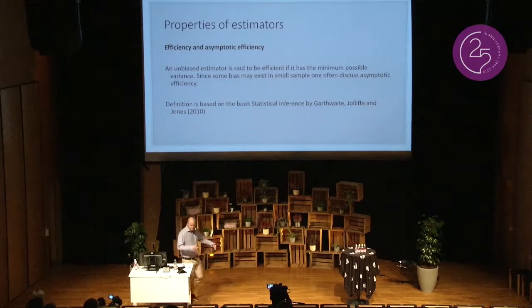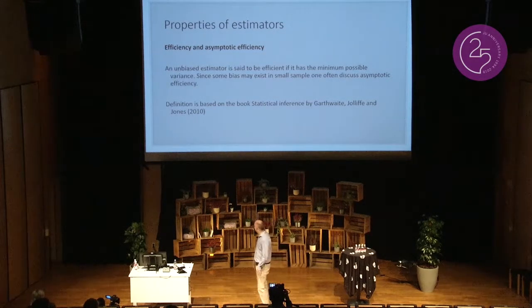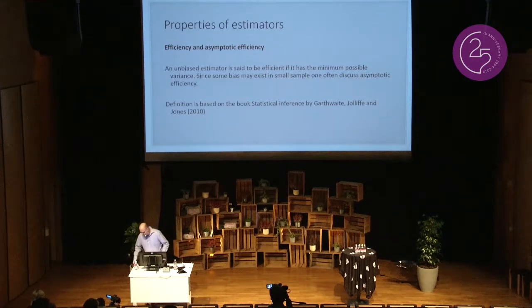So these are three properties. There are also other properties that I will not discuss today. But we have unbiasedness, consistency, and efficiency. So we usually want an estimator that is unbiased, but we also want precision in our estimator. We want it to be close to the true value.